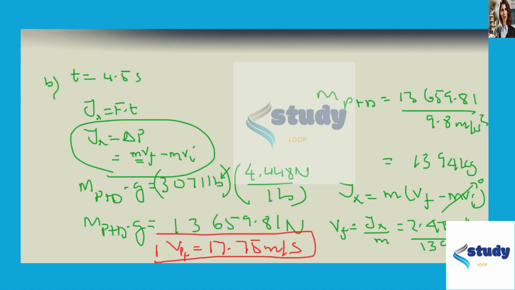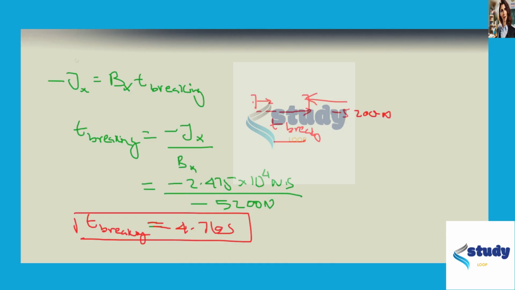We use impulse with the regular formula Ft, and we have to get the mass of the Prius and the driver. So Jx over m gives us the final velocity at 17.75 meters per second. I want to make sure that this one is not confusing. That's part B. And then the other thing is we want to find the time before it stops.